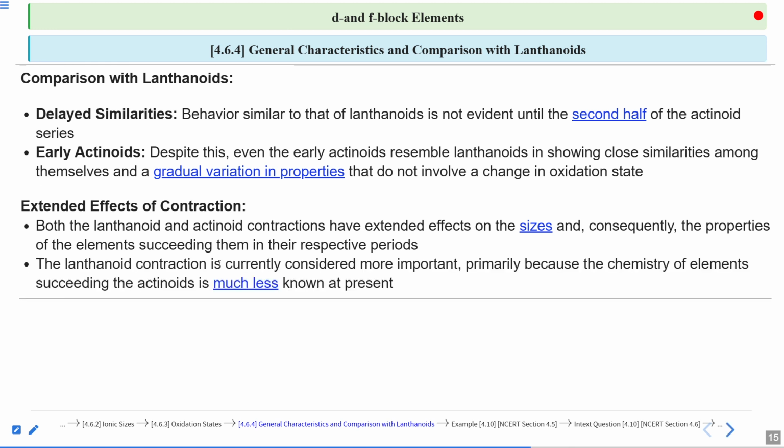The lanthanoid contraction is currently considered more important, primarily because the chemistry of elements succeeding the actinoids is much less known at present. As I said, the later actinoids are found in nanogram quantities, they are very radioactive, and their half-lives are very low. So the lanthanoid contraction is currently more important because the chemistry of the elements coming after the actinoid series is much less known today.